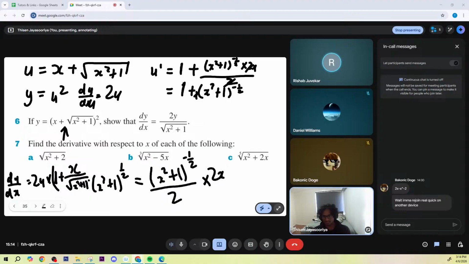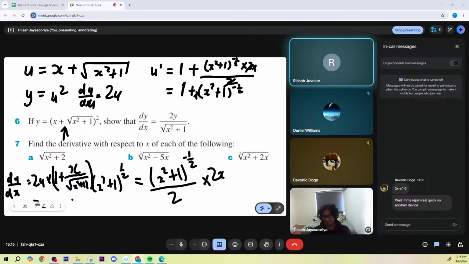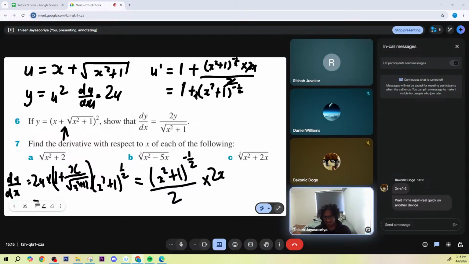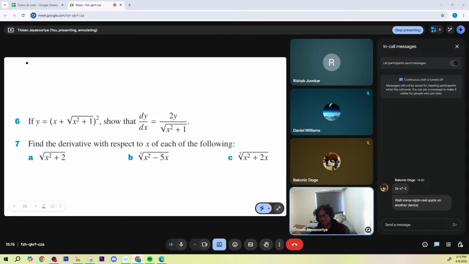So this is where this one becomes a bit annoying, because now you have to try and simplify this whole thing. There's too much stuff on this one, let me just quickly erase all this. So we have here dy over dx equals 2u times 1 plus x over the square root of x squared plus 1.